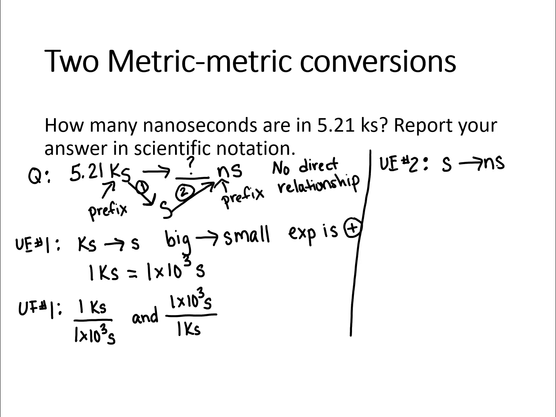Now we need to write a unit equation that relates seconds and nanoseconds. Nanoseconds are smaller than seconds, so for this one, we're also going from big to small. 1 second is equal to, you look at your chart, you get that 9 from the chart, and big to small, we already said that exponent is going to be positive. So if you have 1 second, you have 1 times 10 to the 9 nanoseconds.